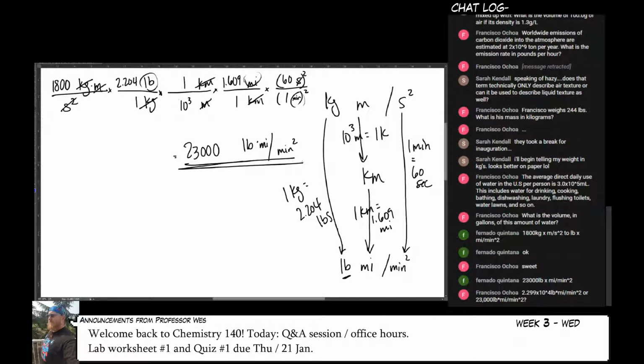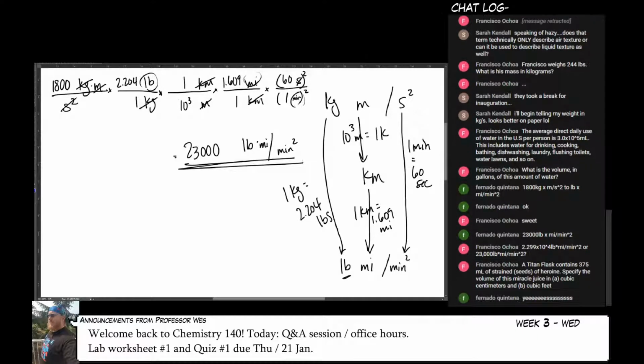So we've done a bunch of story problems. We've done a bunch of conversions. Where are you getting these problems?